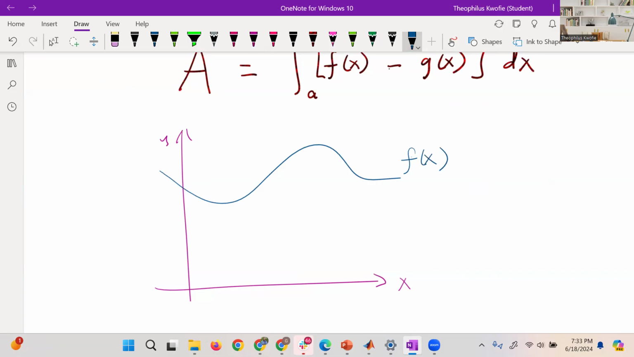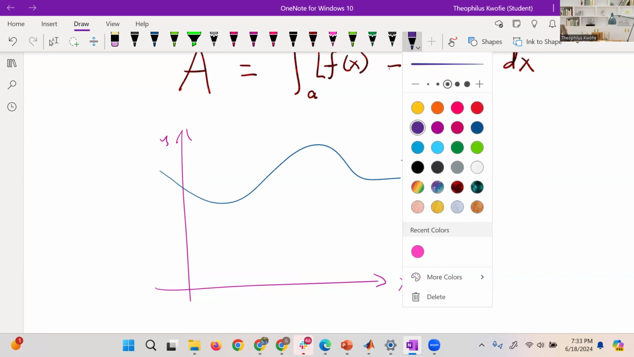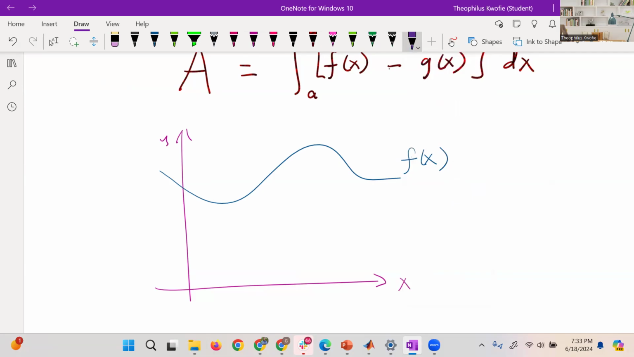Then let me use a different pencil. Suppose that the graph of g is like this. So this is my g of x. Remember that x takes its values so that these two curves are bounded by a and b.